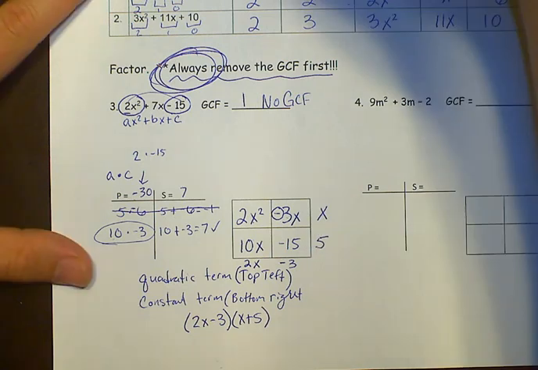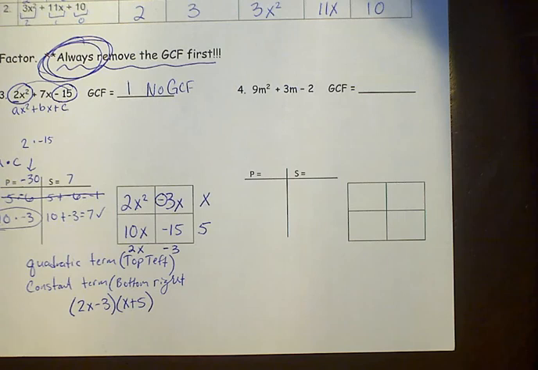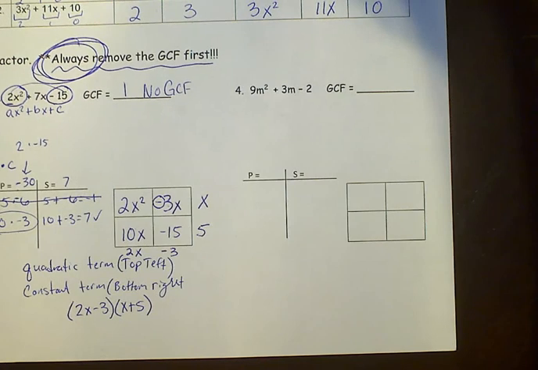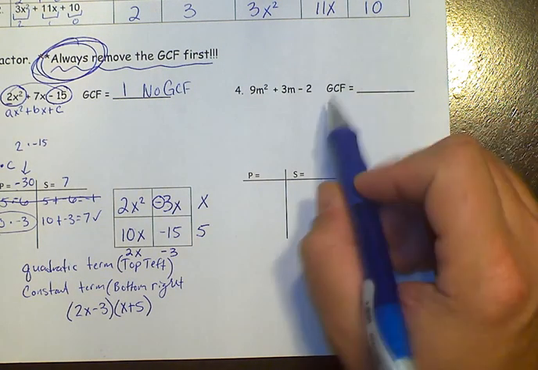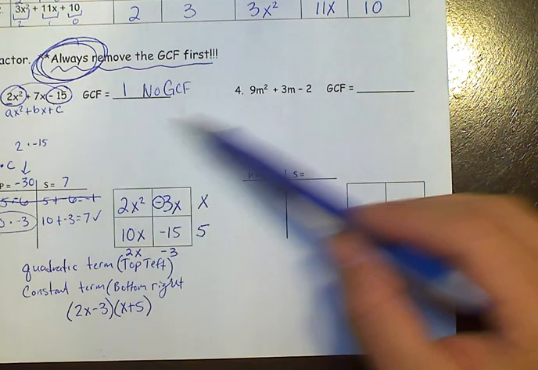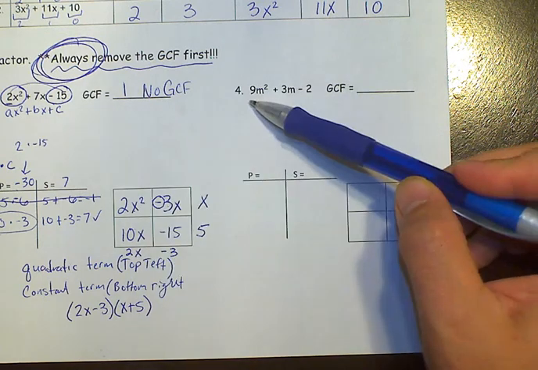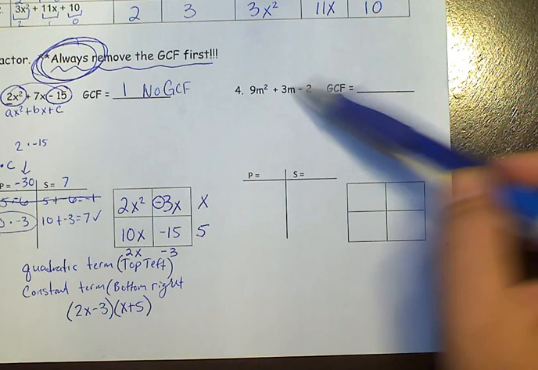All right, let's try the next one. It might be a little confusing still, but that's okay. We'll just go through a few more examples. So again, my first step is always to look for a GCF. I have 9, 3, and negative 1. So there's no GCF.